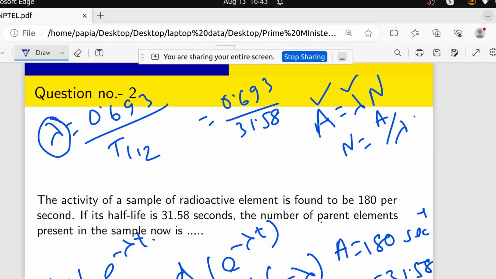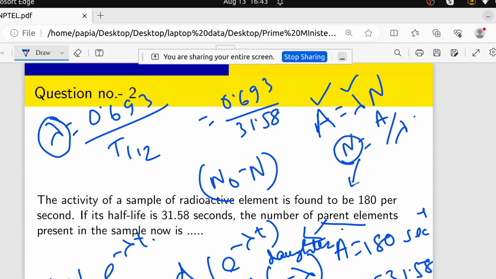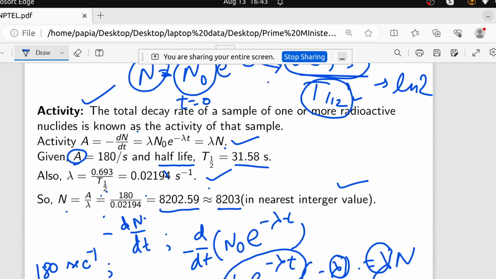Now the number of parent elements present in the sample. Parent elements means N0 minus N we have to calculate, right? And if it is a daughter element, then what will be the answer? The answer will be only N. So just put all the values here, then we can have the value of the number of parent elements present in the sample.